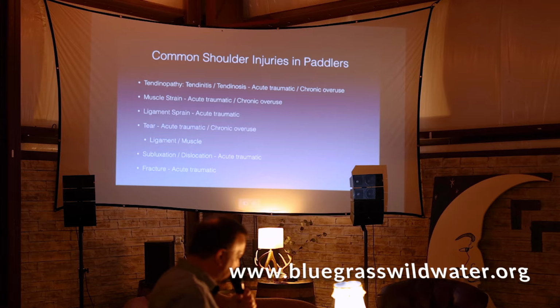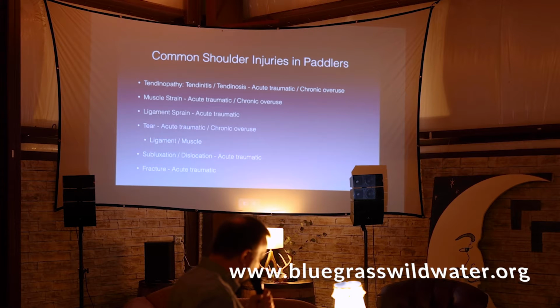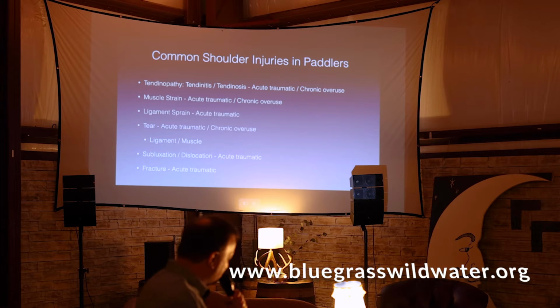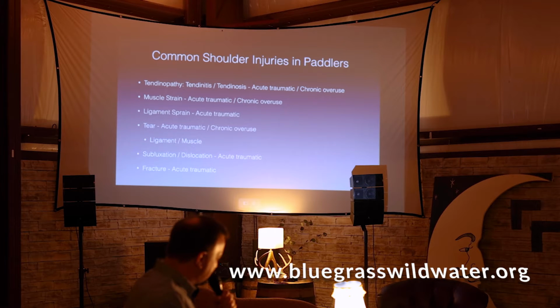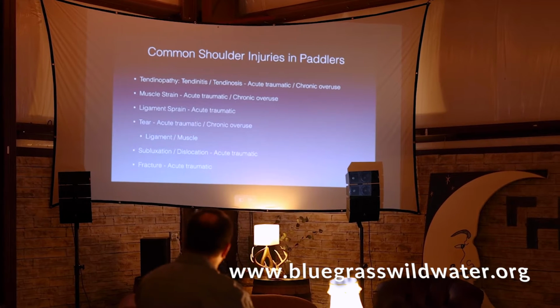That's an acute traumatic injury, or can be from chronic overuse, tendinopathy as well. Ligament sprain, which is always acute traumatic. We have tears that can be either acute or chronic, ligament or muscle, subluxation or dislocation, and fracture.